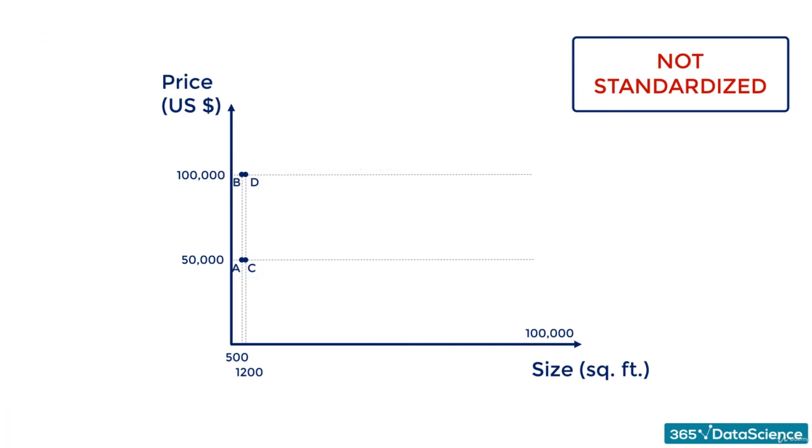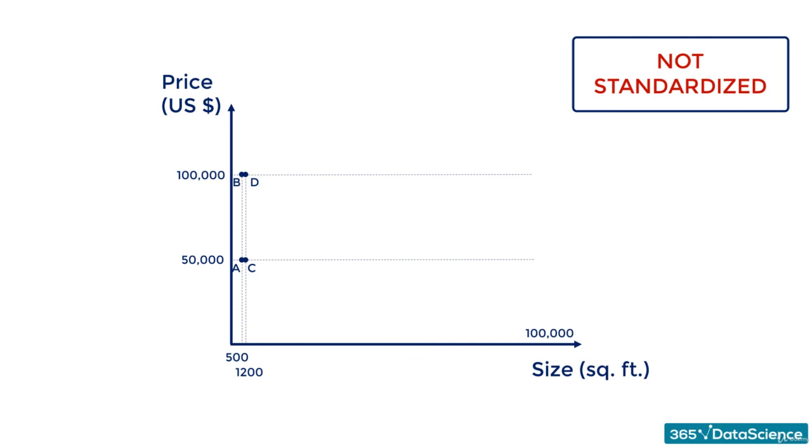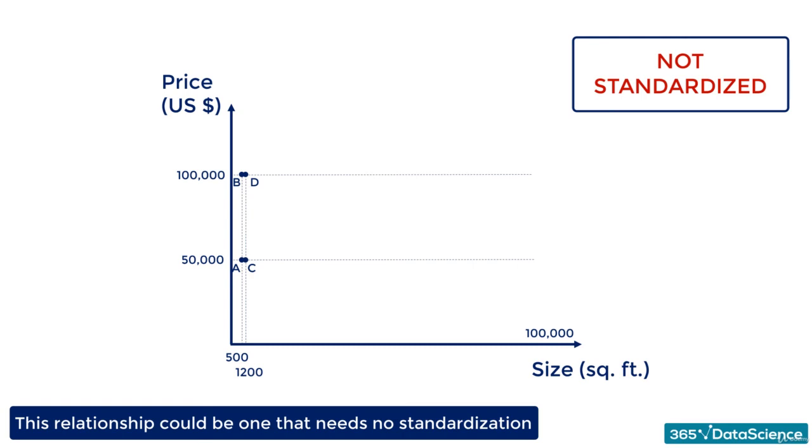The final note I'll leave you with is when you should not standardize. As standardization is trying to put all variables on equal footing, in some cases, we don't need to do that. If we know that one variable is inherently more important than another, then standardization shouldn't be used. Our price-size relationship could be one of those. Most people are affected by the price much more than the size, aren't they? If you can't afford the price, you won't care about the size, right?